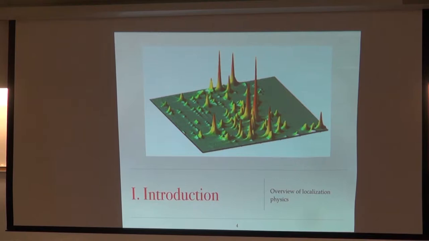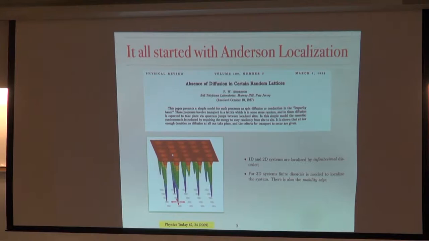So, some brief overview of localization physics. Quantum localization started with this seminal paper by Anderson, which talked about particles hopping in a lattice with random potentials. Previously, people understood that quantum interference effects can give rise to a reduced conductance, which is called weak localization. But one thing people didn't appreciate was that the conductance can come to a full stop once the disorder strength passes a critical disorder strength. And this was due to a purely quantum effect.